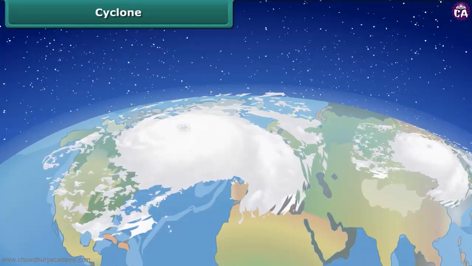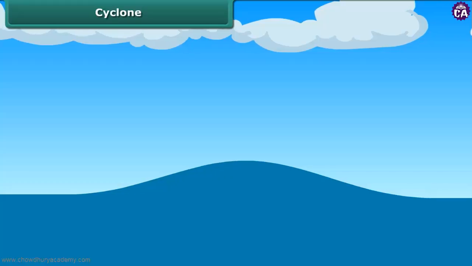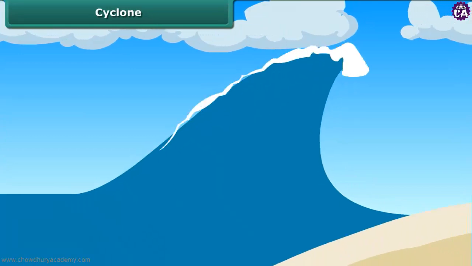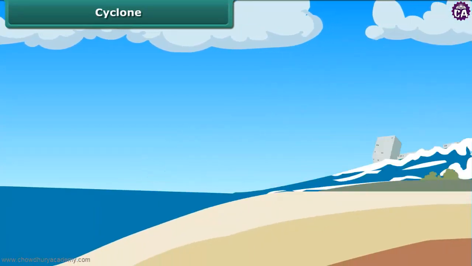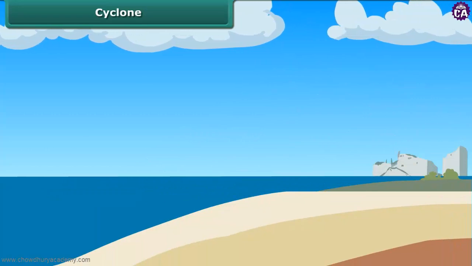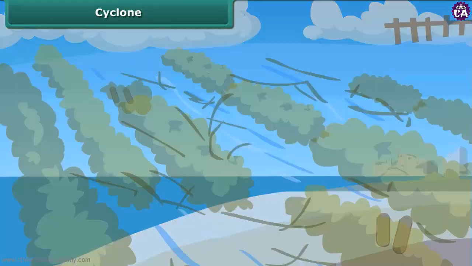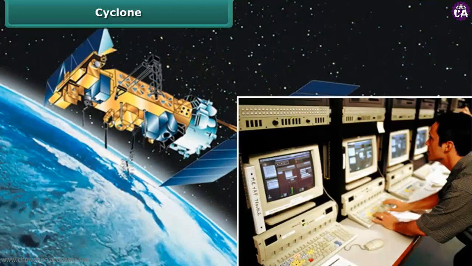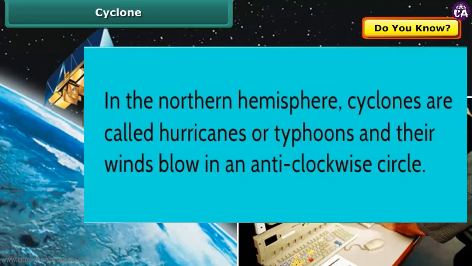Cyclones are extremely destructive. They can lift the water as high as 3 to 12 meters. As a result, the seawater enters the low-lying coastal areas, causing loss of life and property. It also causes heavy floods. As a result, the fertility of the soil can also be reduced. Now it has become possible to monitor cyclones with the help of satellites and radars. Do you know? In the northern hemisphere, cyclones are called hurricanes or typhoons, and their winds blow in an anti-clockwise circle.